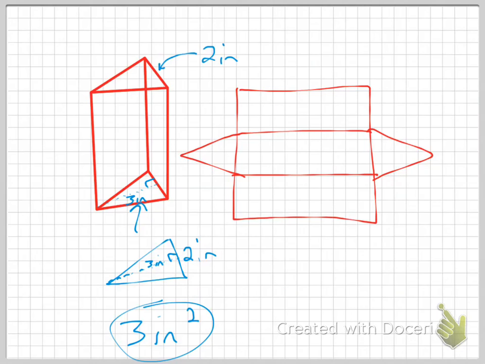What do you need to know about the rest of the object in order for you to tell me the rest of the surface area? What do you need to know? What are the other shapes left in this object? What are the sides? Rectangles, right?